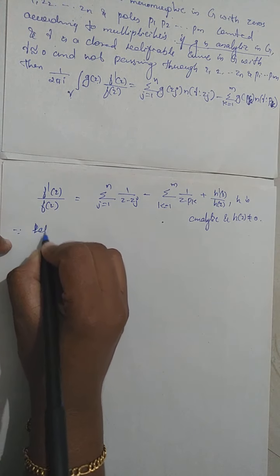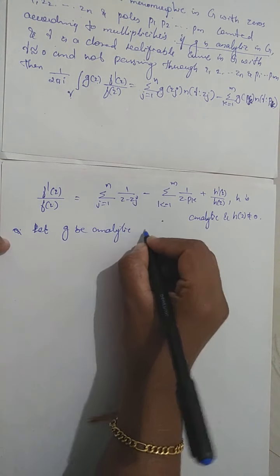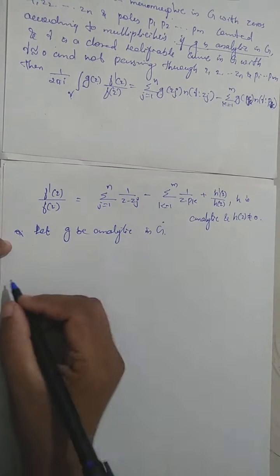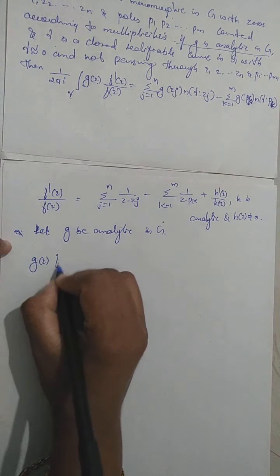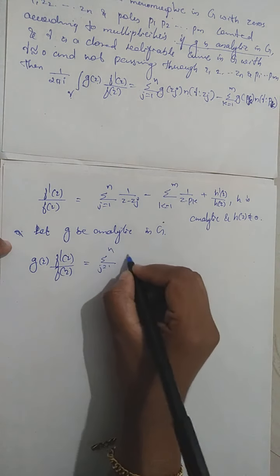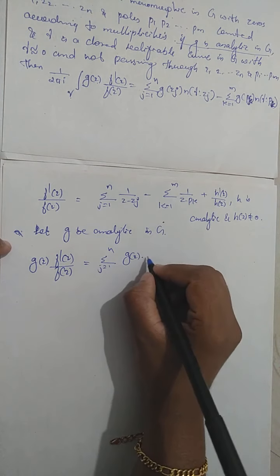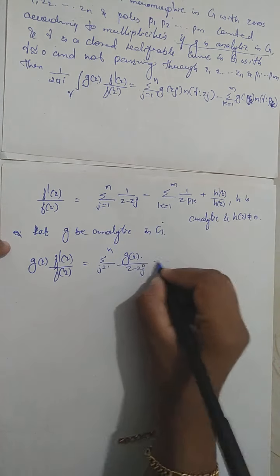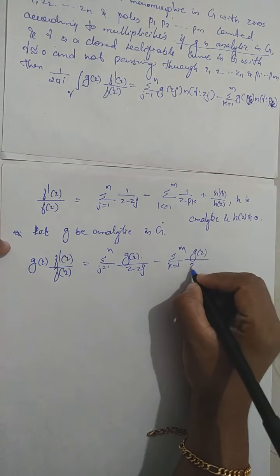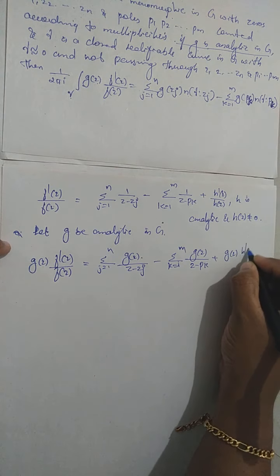Okay, now let g be an analytic function in G. Then you multiply this equation by this analytic function, then what will happen: g(z) into f'(z) by f(z) is equal to sigma j equal to 1 to n g(z) divided by z minus zj minus sigma k equal to 1 to m g(z) divided by z minus pk plus g(z) h'(z) divided by h(z).